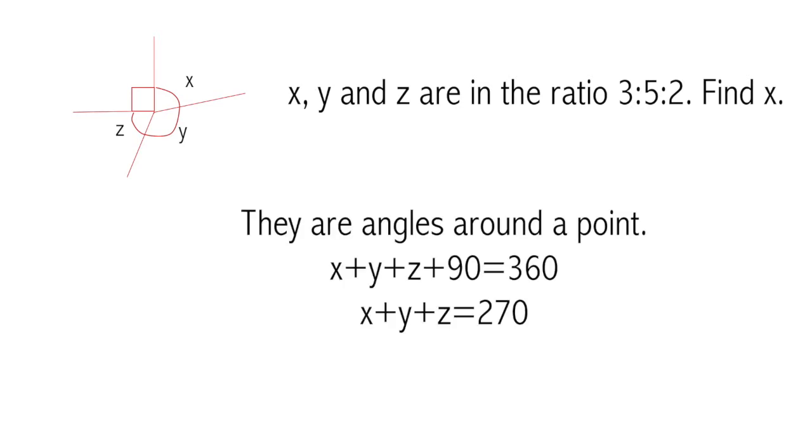Now your first realization in this question needs to be that these are angles around a point. So therefore x plus y plus z plus 90, where this box represents that this angle is 90, is equal to 360. Subtracting 90 from both sides, we know that x plus y plus z is 270 degrees.